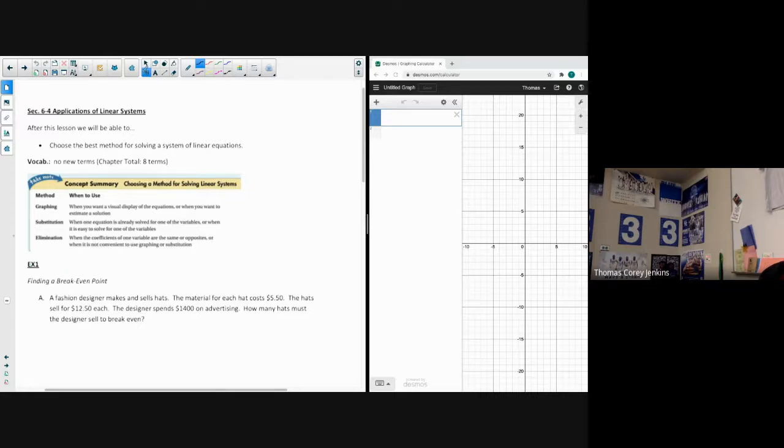Notice these are called finding a break-even point. What we want to do first always is define variables. Since you have a system with two equations, you're always going to have two variables. So step 1 is to define your two variables. And we're always going to use x and y since we're going to be using Desmos.